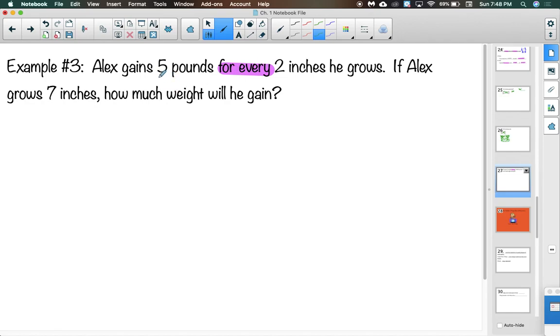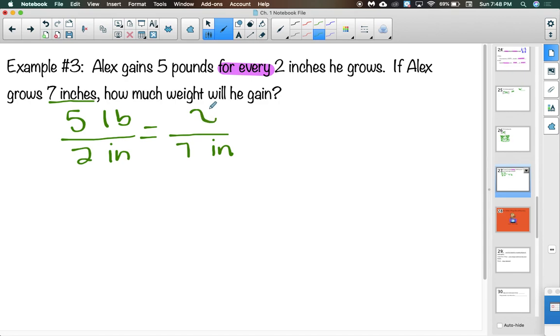And we first want to write a ratio, and that ratio in this case is 5 pounds to 2 inches. Now we don't have money or time here, so it really doesn't matter which one you put on the top or on the bottom, as long as when you write your proportion, you put the same units in the top on both ratios and the same units in the bottom for both ratios. Okay, so 5 pounds to 2 inches, Alex grows 7 inches. So that means that 7 has to come down here in line with the 2. And we are solving for how much weight he will gain. And I'm just going to put an X there for that.